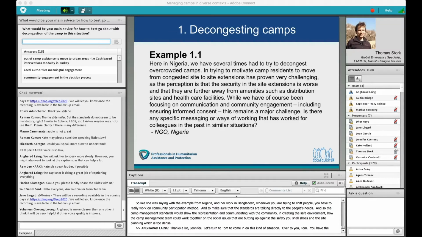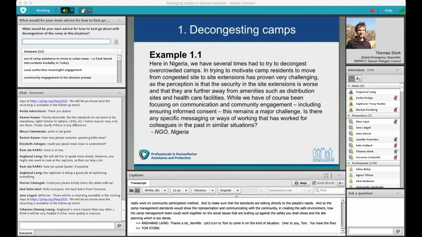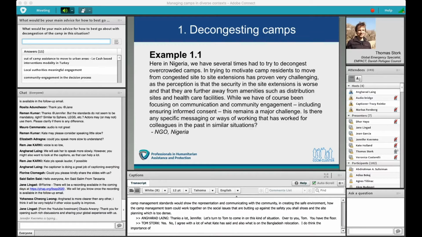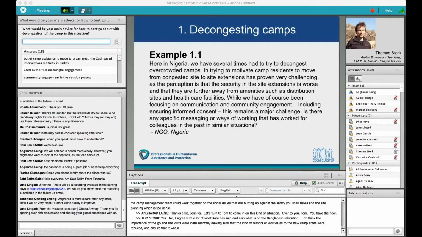Yes, no, I agree with a lot of what Kate has said, and I also worked on the Bangladesh relocations. I do think the go and see visits were instrumental in making sure that the rumours or worries about the new camp areas were reduced, and in ensuring that it was a large enough group that you had mixed opinions on what was lacking in those new areas.